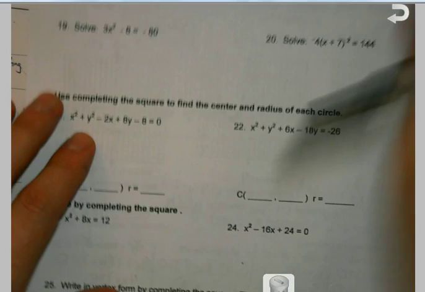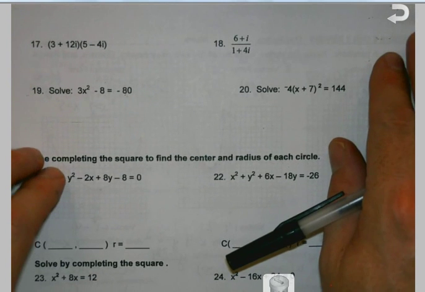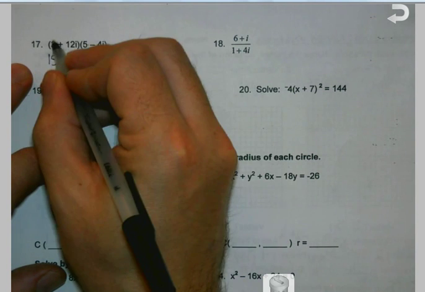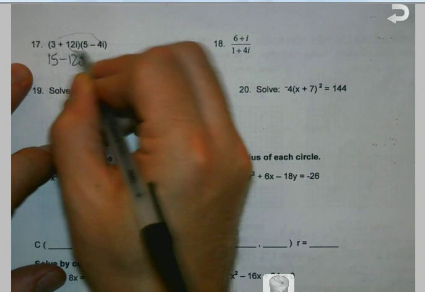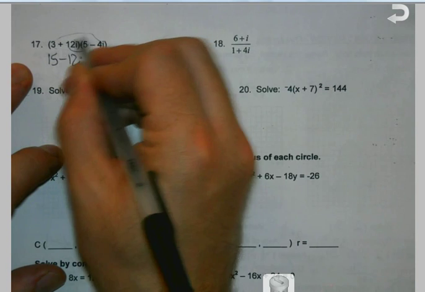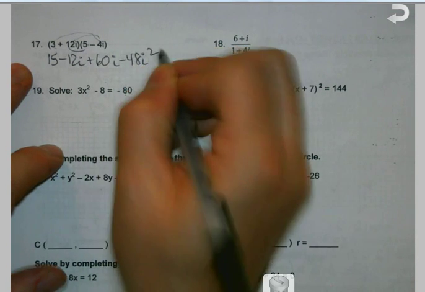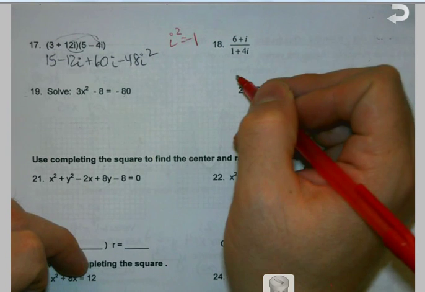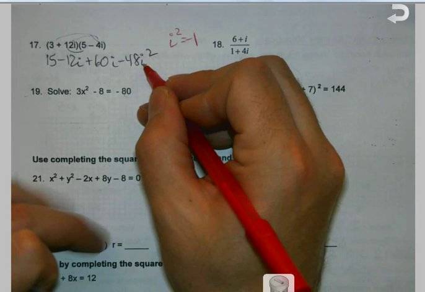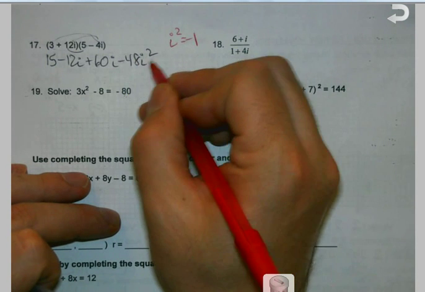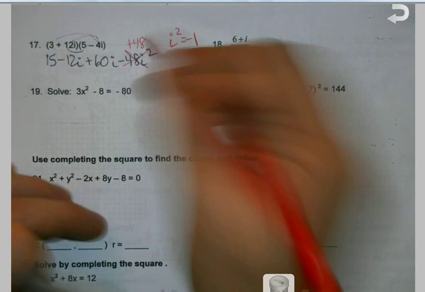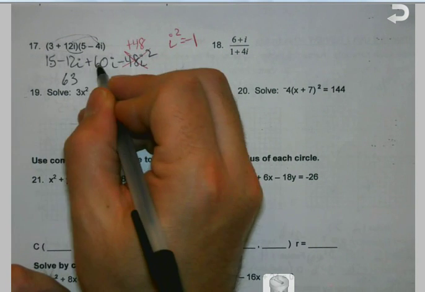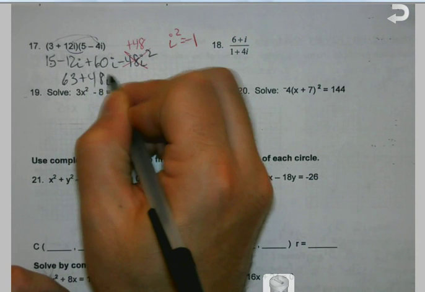All right, moving on. Now it's time to FOIL. Now we're going to get i squareds we're working with. So we've got first, outer, inner, last, but there's two things I've got to be aware of here. First, since i squared equals negative 1, that basically is going to take this whole part and turn into negative 48 times negative 1, which is just plus 48. i squared, see you later. 15 plus 48 is 63. Negative 12 plus 60 is 48. Good to go.